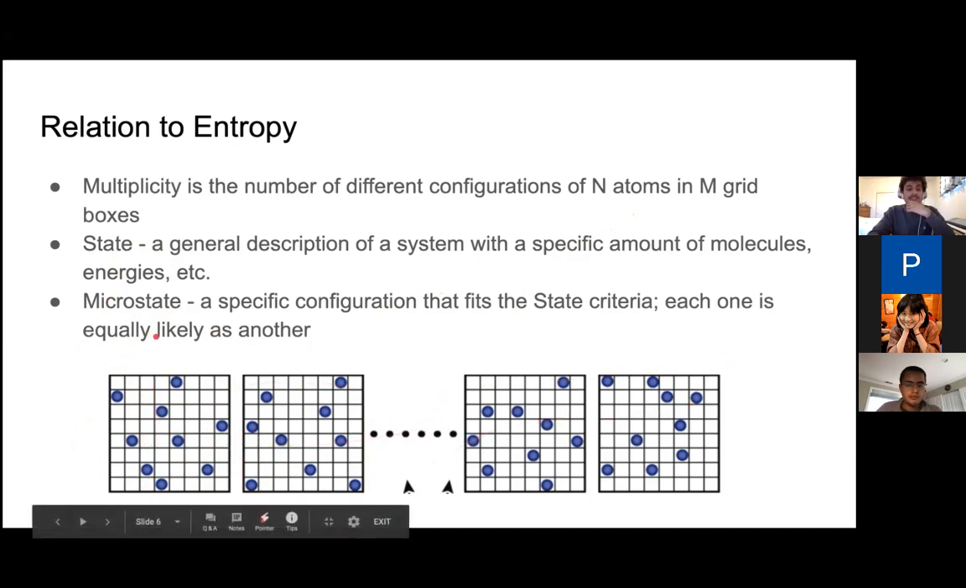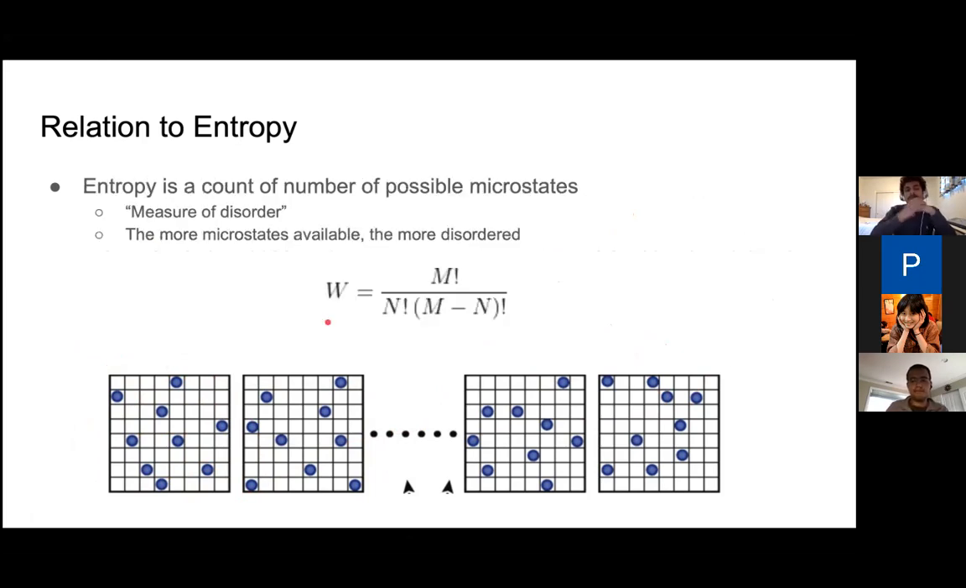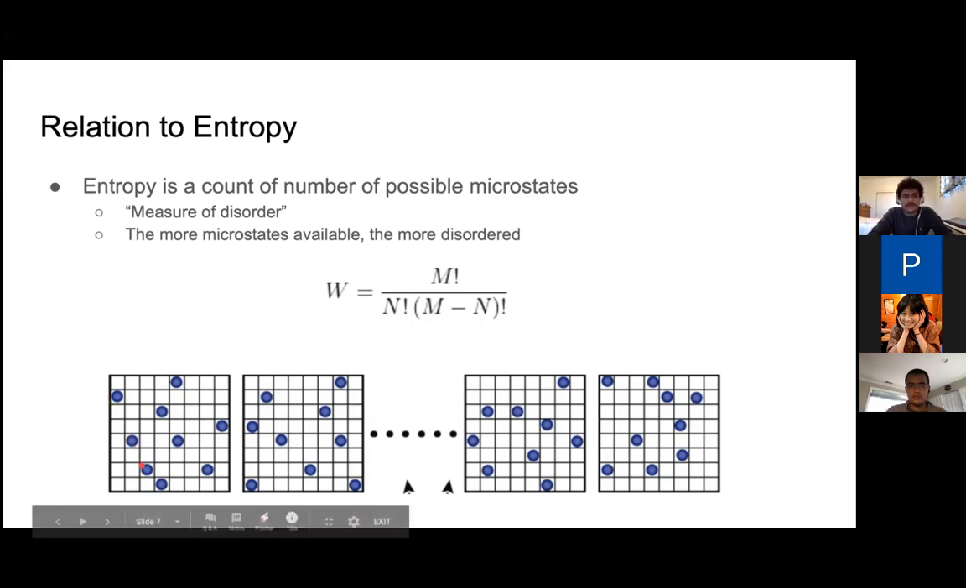An important thing to note is that each microstate is as likely as any other microstate. It's like flipping a coin 4 times. Each flip has the same probability. It's 50-50 each time. So when we get to entropy, entropy is simply related to the count, the number of possible microstates within the system. And we can think of it as a measure of disorder.